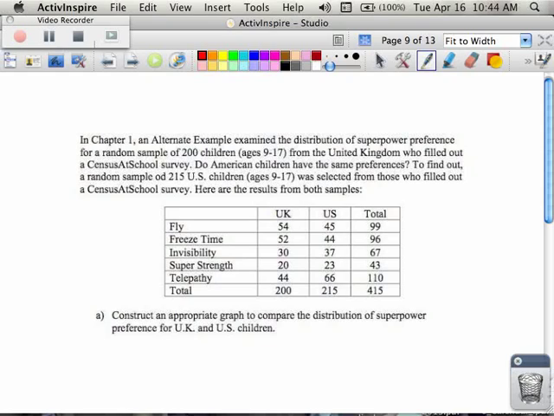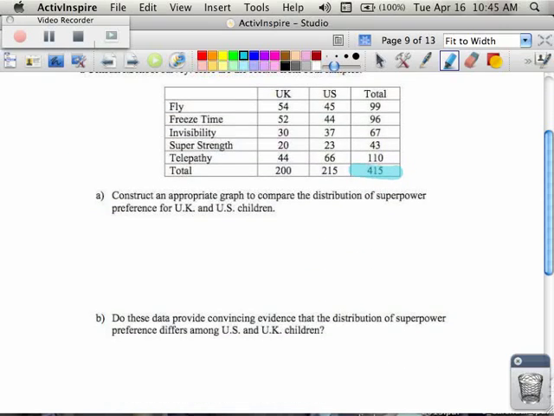And they filled out a census thing, and here are the results. So again, we have row totals, we have column totals, and we have a table total. And we're always going to be using this table total over here down at the bottom, so don't forget about that. And we get started, and we construct an appropriate graph to do this.